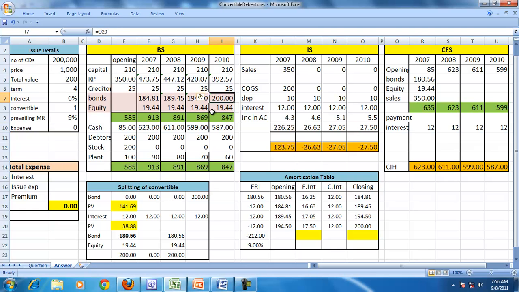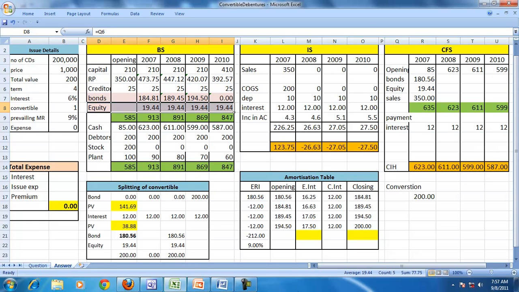For the sake of discussion, let us assume that the entire bonds are converted to capital at the face value. So let me write down here conversion. So the capital will increase by 200, and the bonds will decrease by 200. Equity will remain on the balance sheet as equity, maybe as a separate item.